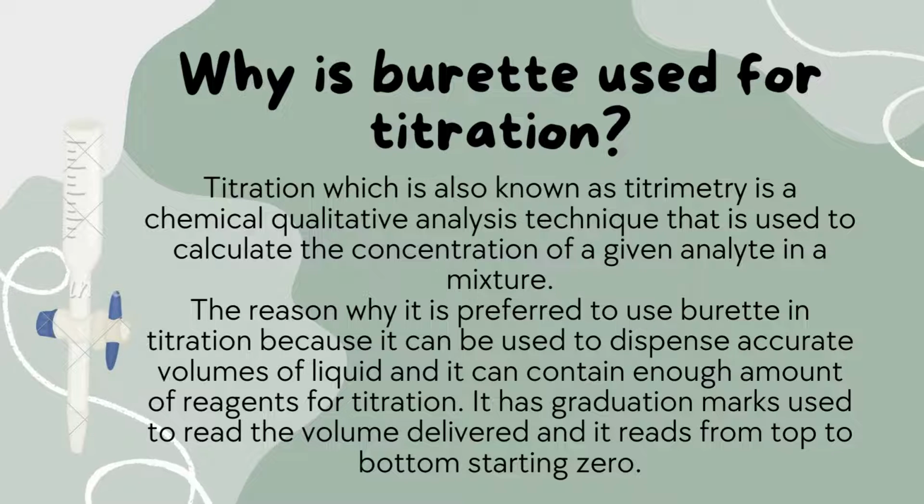Titration, which is also known as titrimetry, is a chemical qualitative analysis technique that is used to calculate the concentration of a given analyte in a mixture. The purpose of the titration is the detection of the equivalence point, the point at which chemically equivalent amounts of the reactants have been mixed. The amount of reactants that have been mixed at the equivalence point depends on the stoichiometry of the reaction.